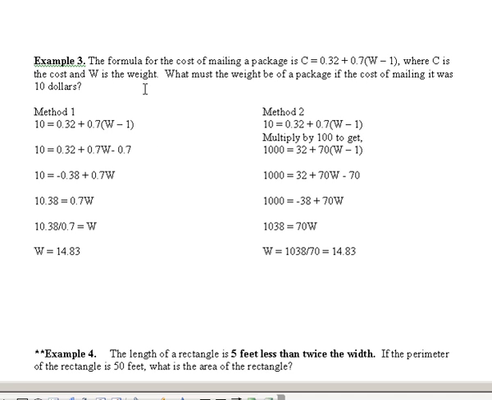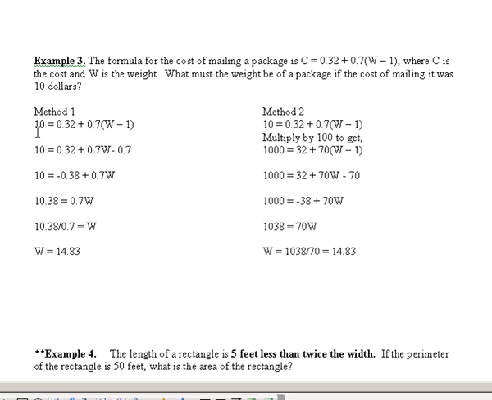Okay, the next problem says the formula for the cost of mailing a package is C equals 0.32 plus 0.7 times the quantity W minus 1, where C is the cost and W is the weight. It says, what must the weight of a package be if the cost of mailing it was $10? Well, it's telling you the cost C, so I'm just going to substitute the 10 in for C, and I get this equation. I'm going to go through this equation twice.